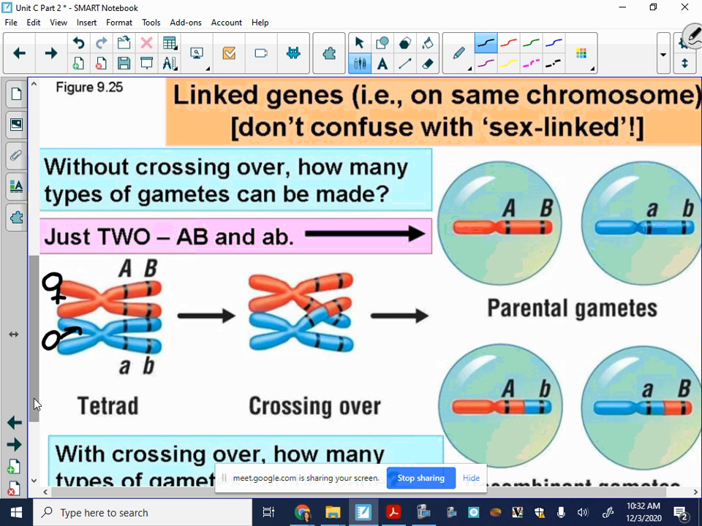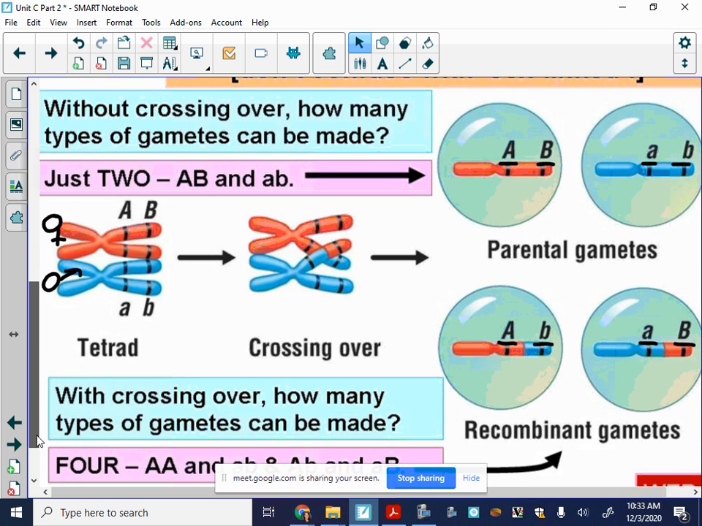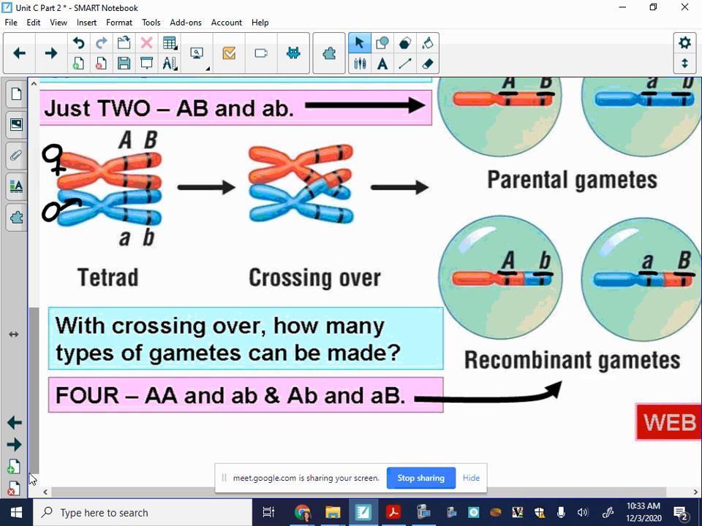So instead of both of them being big A, big B, one of the chromosomes will have a big A and a small b instead. And same with the paternal chromosomes. Instead of both being small a, small b, you could have one that has small a, big B because of crossing over. So you still have the same genes on the same chromosome, but the alleles could change.